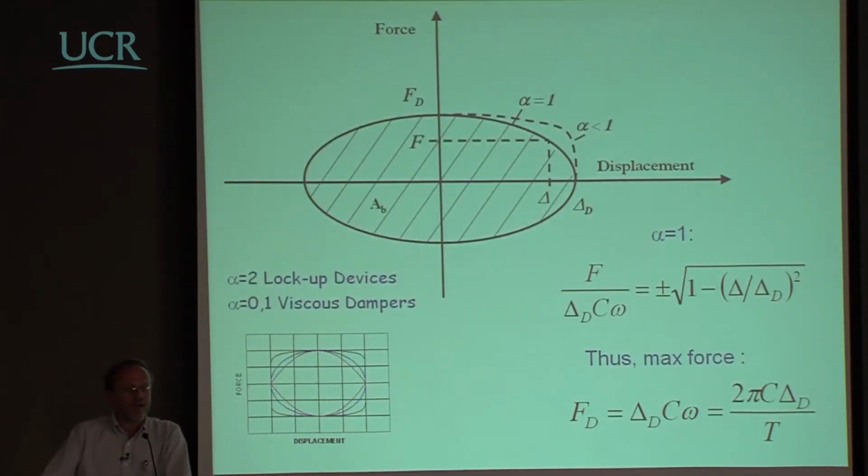If you want to know what happens in terms of a force displacement response, don't forget, this is real viscous damping. So what happens is this. If you have an exponent equal to 1, that is an ellipse. If the exponent is more than 1, it tends to become closer and closer to a rectangular shape.